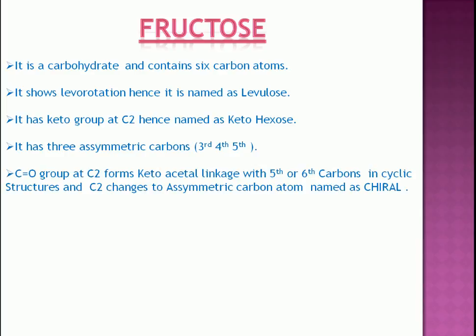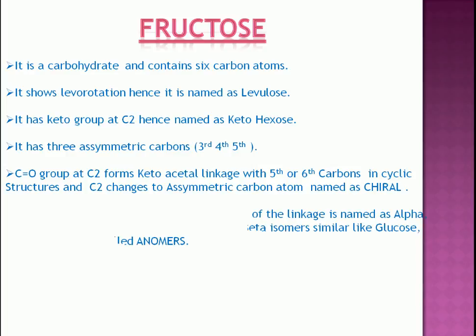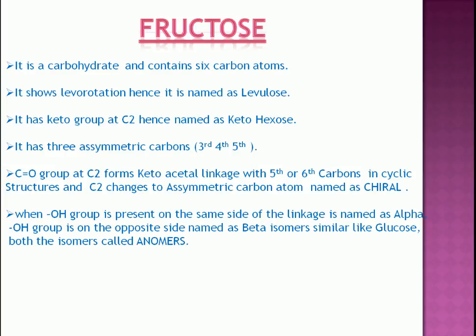C double bond O is a carbonyl group, which is present at C2 in fructose. It forms a ketoacetal linkage with the 5th carbon or 6th carbon in cyclic structures, and C2 changes to an asymmetric carbon atom, named chiral. Do you know the meaning of chiral? Chiral means hand. It is a newly formed asymmetric carbon.